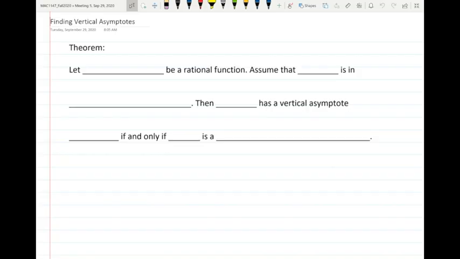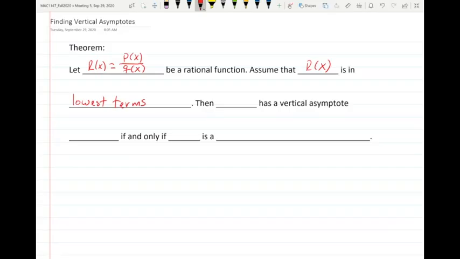In our case, we didn't have to do it in the first example because there was no common factor between top and bottom. So let me write this down. Let's suppose that we have a rational function. Now this is specific to rational functions. So let r of x equals p over q be a rational function, and then assume that r of x is in lowest terms.